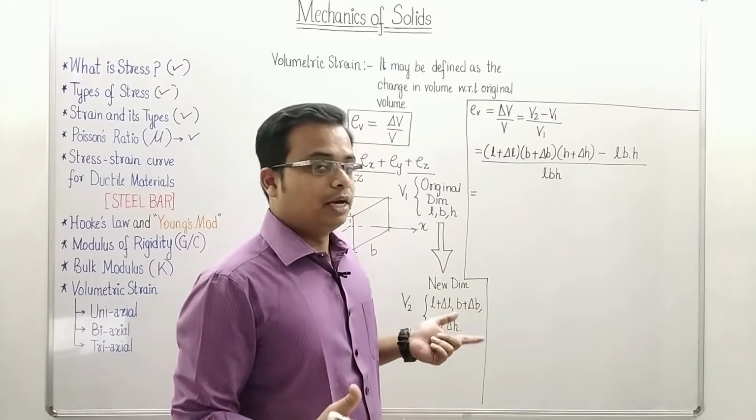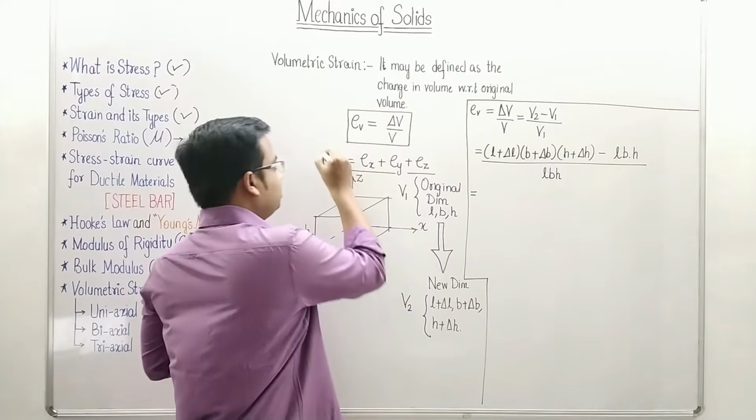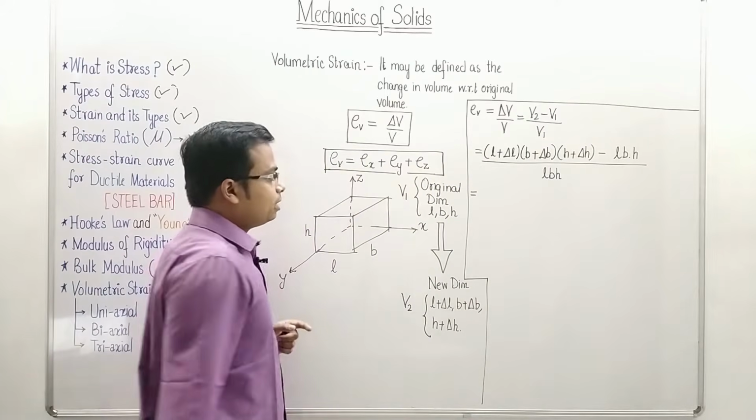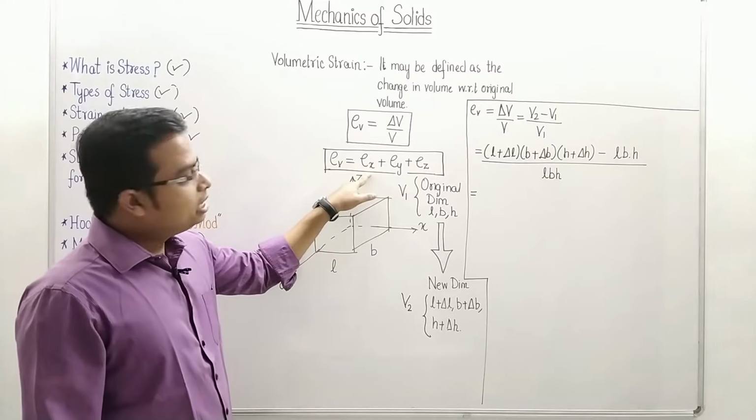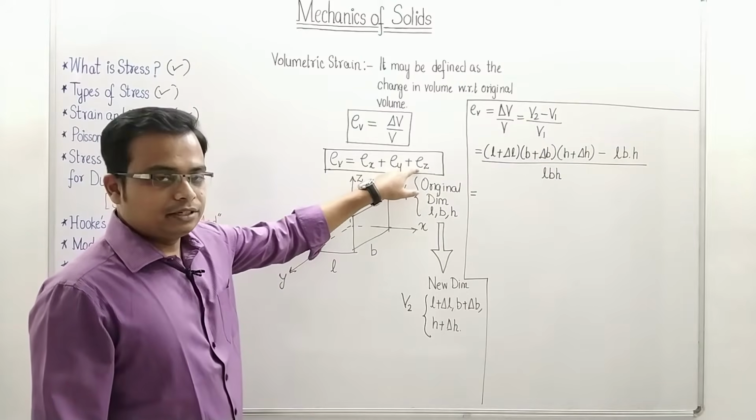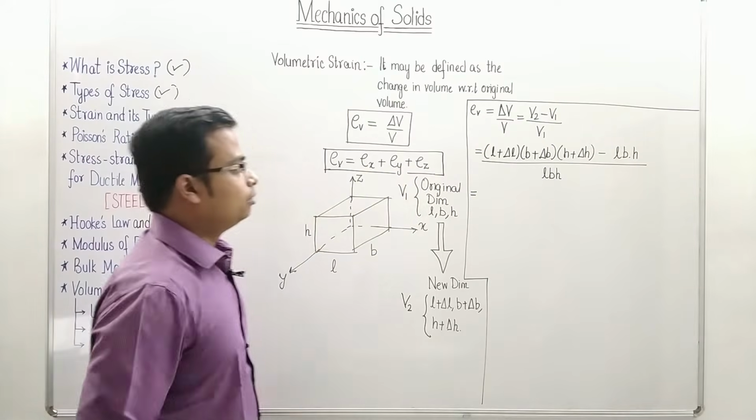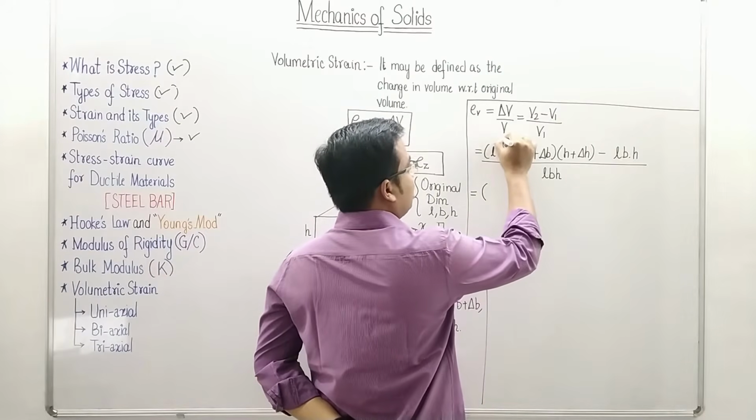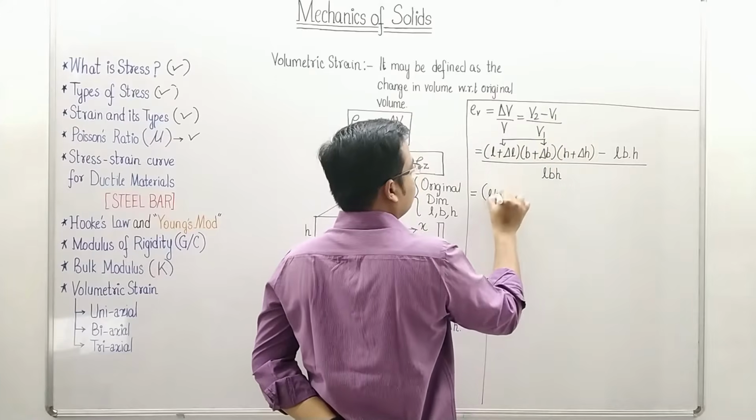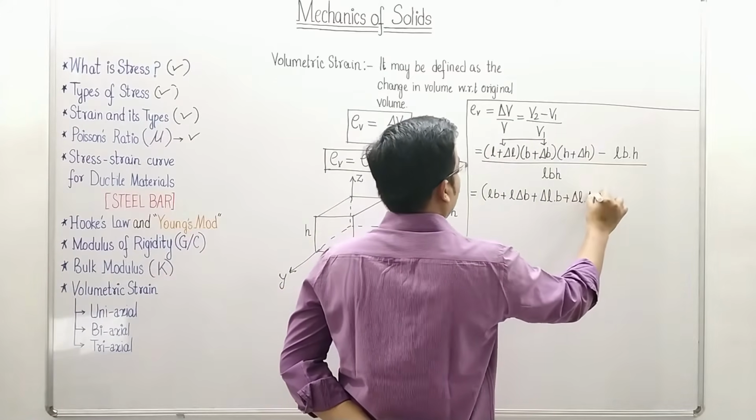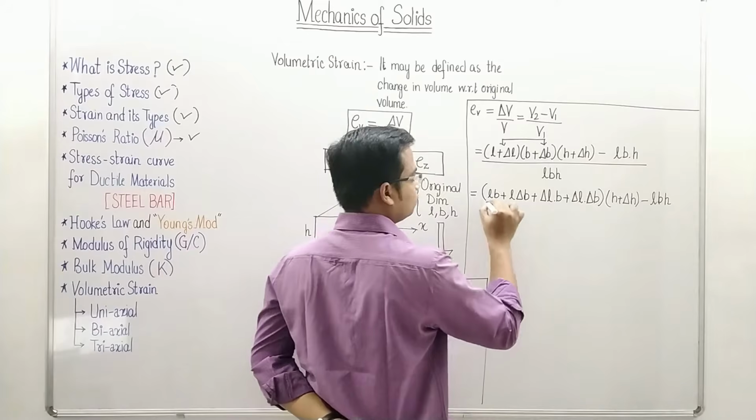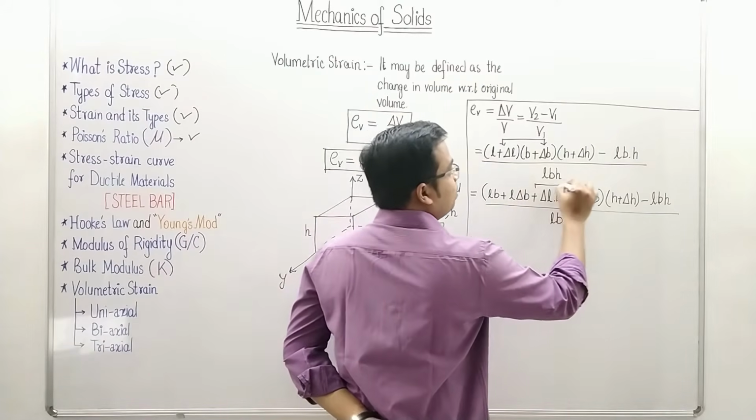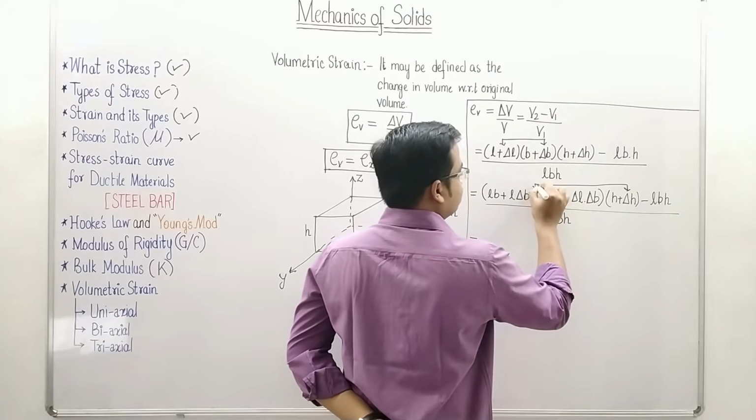Let's see how that works out, and the final expression that we are going to get will be this, which states that the net volumetric strain is a sum of linear strain along x, y and z directions. Let's see how we can reach this conclusion. Here we go. So first of all, I am multiplying these two brackets. Now we'll multiply these two brackets. Let's see how everything works out.